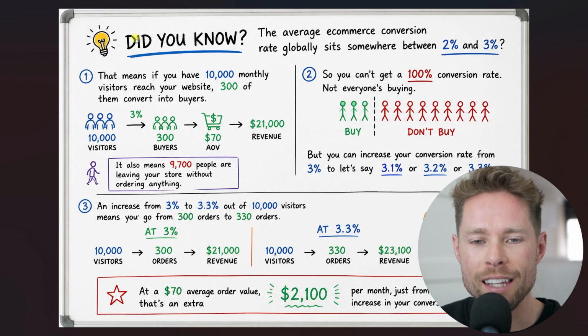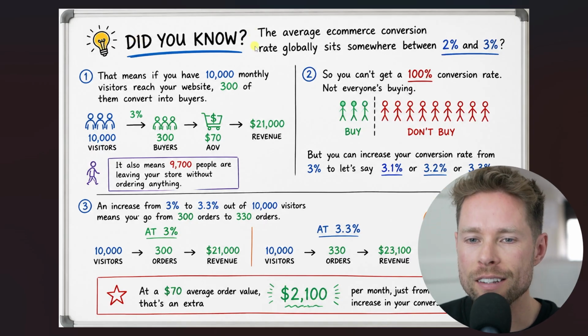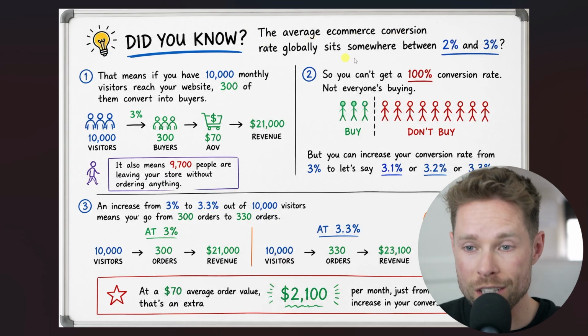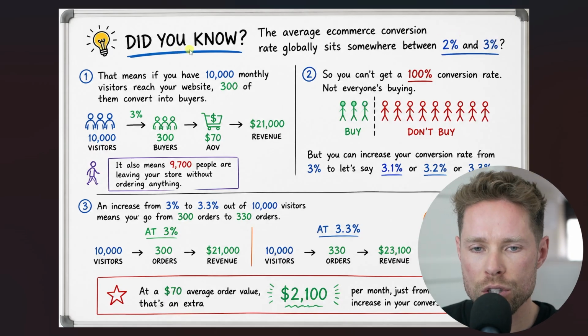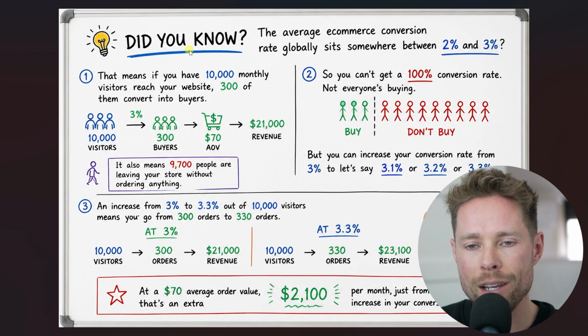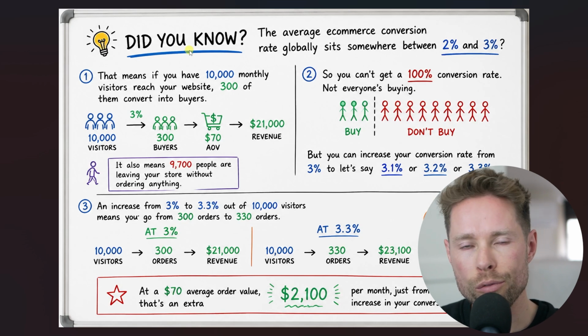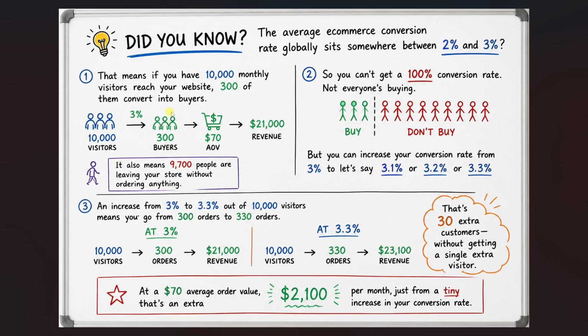So let's start with the Did You Know section of this video. And in this video, we're going to talk about the average e-commerce conversion rate, which sits globally between 2 and 3%. And the goal of this Did You Know section is that I want to make it clear what it means if you increase your conversion rate of your store a little bit. So let's paint you a picture here. Let's say you have 10,000 monthly visitors reaching your website. If you have a 3% conversion rate in your store, that means 300 of them convert into buyers. So 10,000 visitors, 3% conversion rate, 300 buyers.